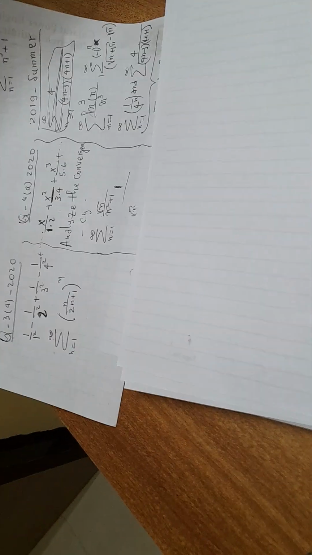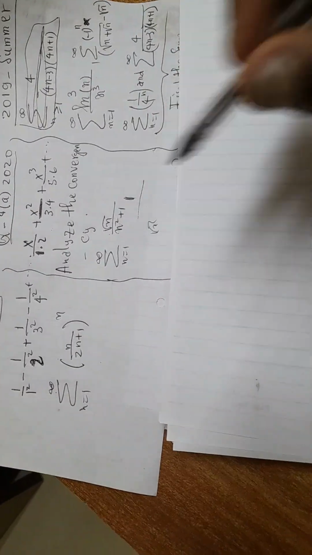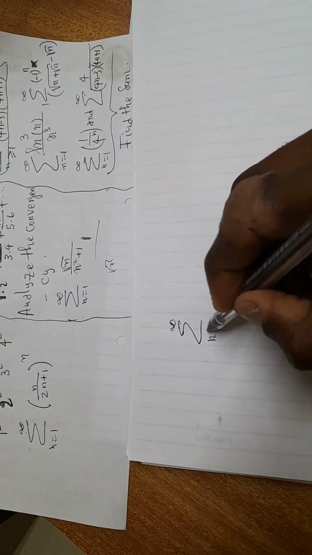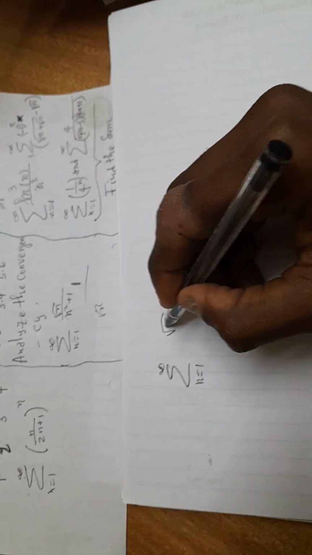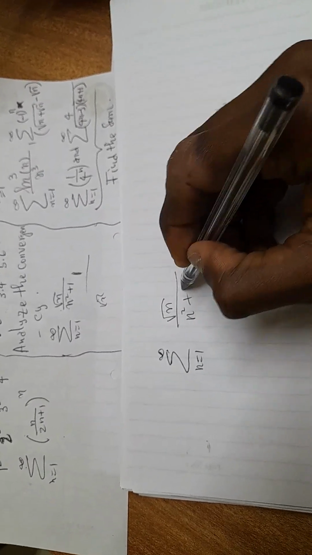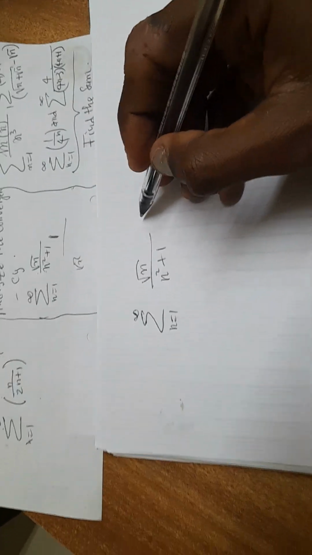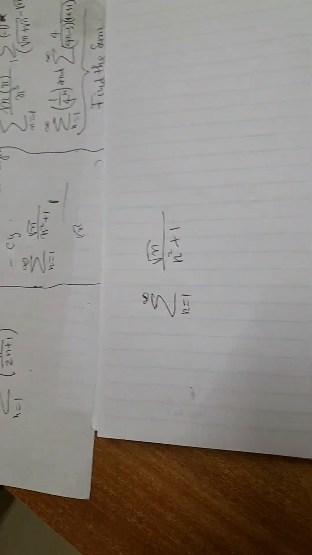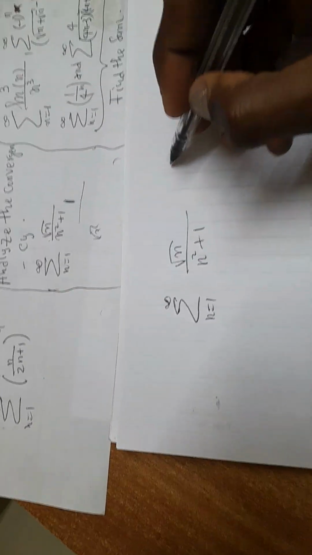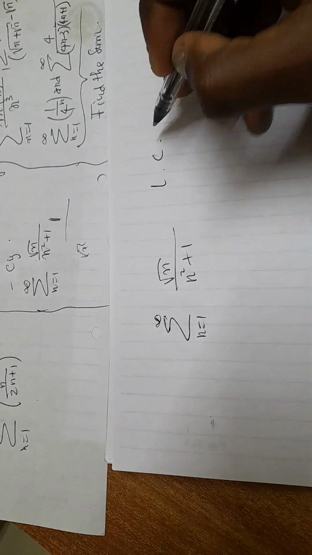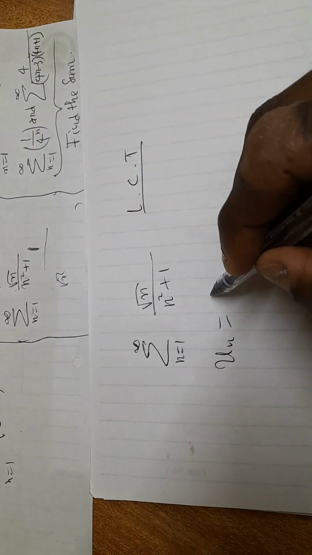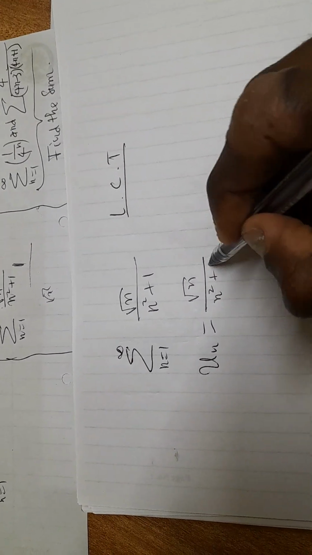Let's go for the second exercise. It is just to show whether this series is convergent or divergent. Even babies can solve this one. For this you can apply the limit comparison test. The first thing is un, which will be the root of n square plus 1.